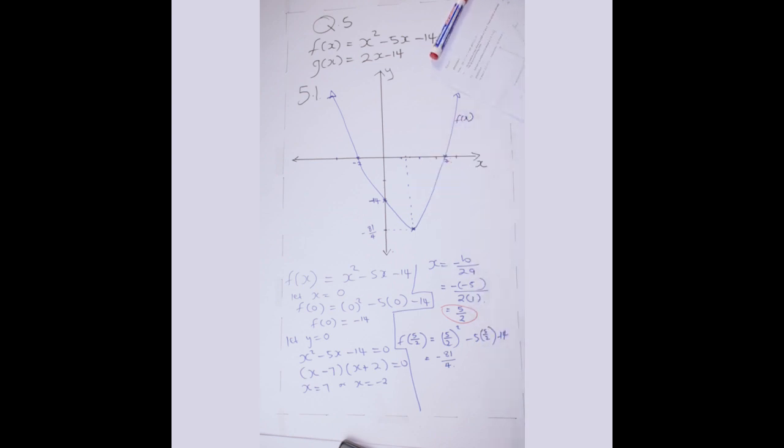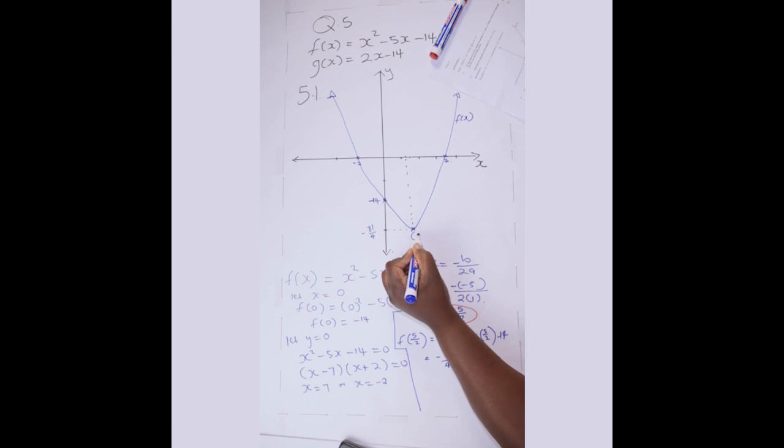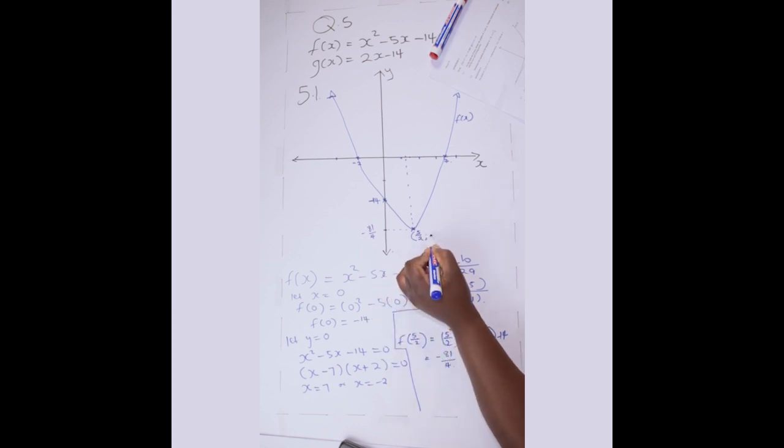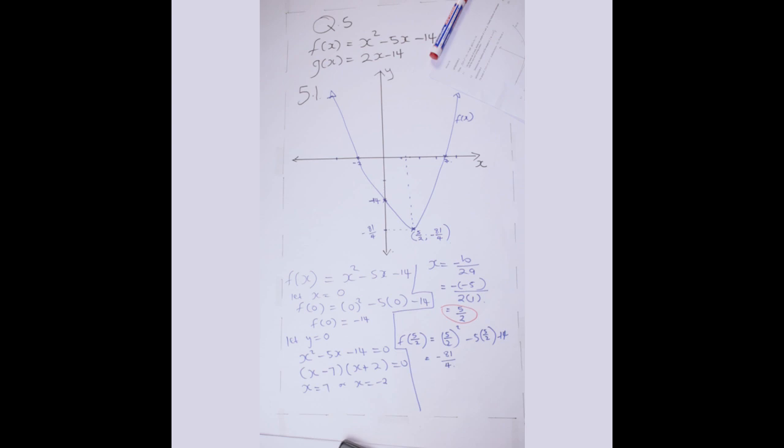We have drawn the f of x, nice and smooth, and we can label the points that we have found, especially the turning point. There is our turning point, with negative 81 over 4 as y, and x is 5 over 2. So we are done with the parabola.